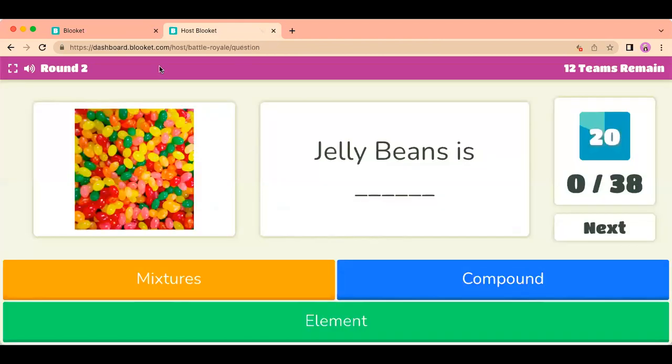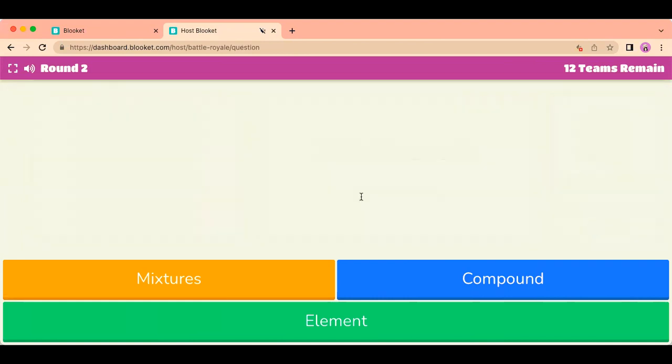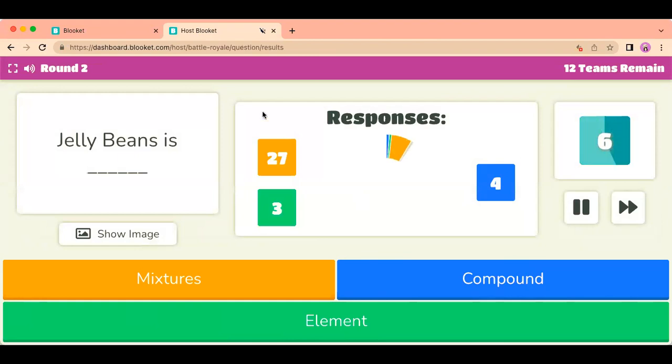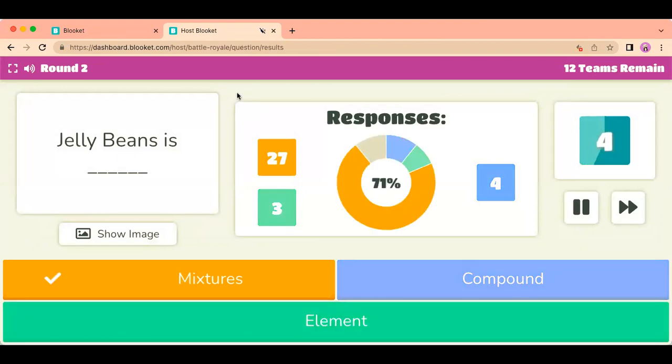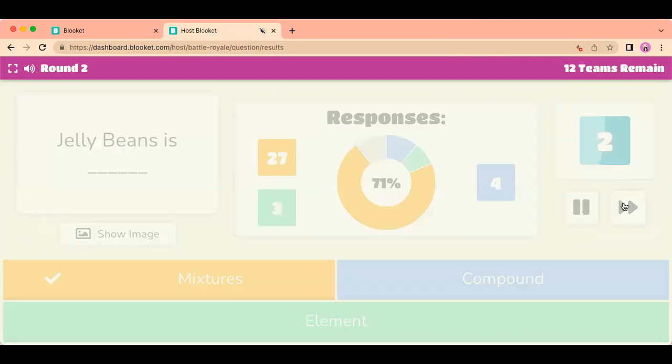All right, now, jelly bean is a what? We just mentioned just now. Jelly bean is a, this should be easy, right? All right, jelly bean is actually a mixture. All right, let's carry on.